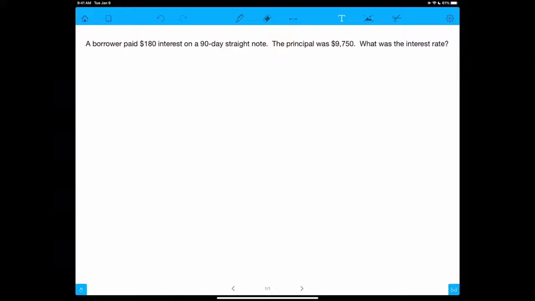As you can see, it says a borrower paid $180 interest on a 90-day straight note. The principal was $9,750. Principal, again, that's just another name for the loan amount, right? So the loan amount, the principal amount was $9,750. What was the interest rate?